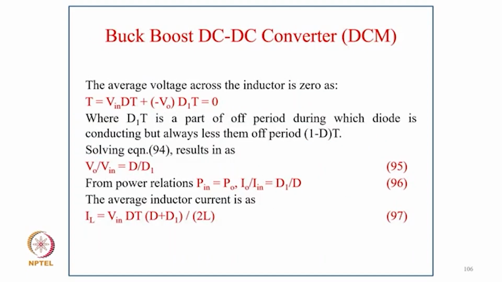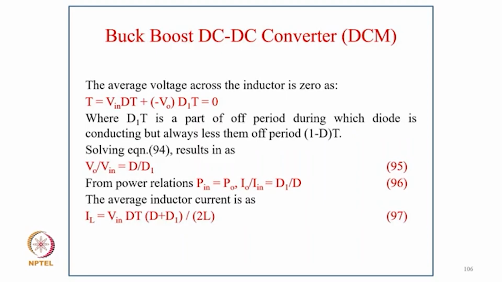Now the operation of the buck-boost converter in discontinuous conduction mode. The average voltage across the inductor is 0. So Vin·DT − VO·D1T = 0, where D1T is the part of the off period during which the diode is conducting, but always less than the off period, that is (1 − D)T. Solving this equation, we get VO/Vin = D/D1. From the relation Pin = Po, we get Io/Iin = D1/D.